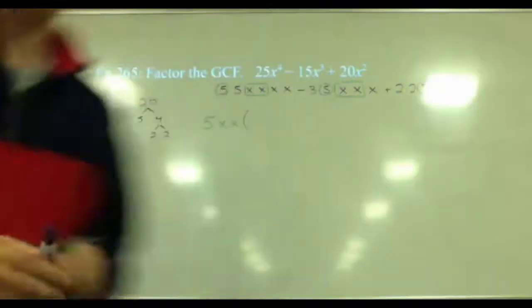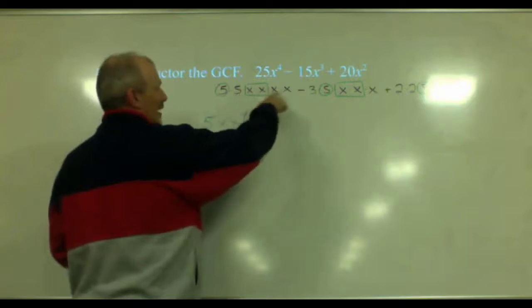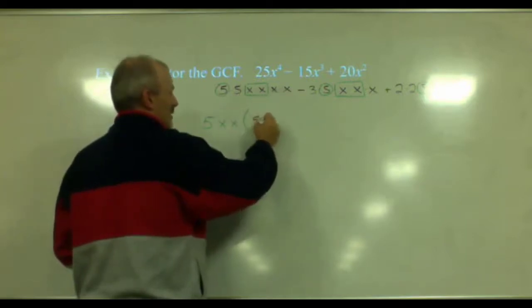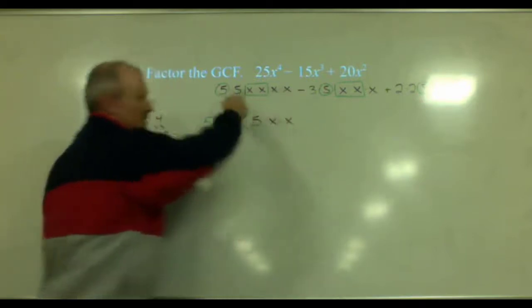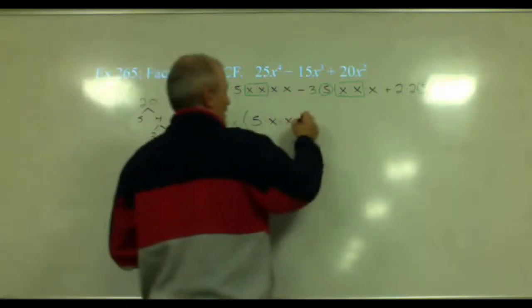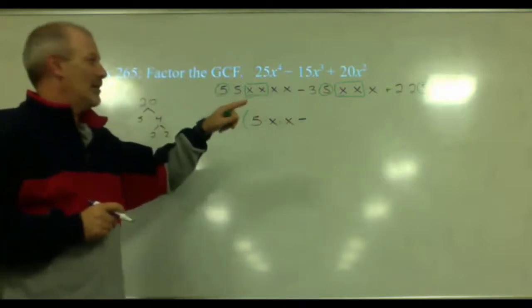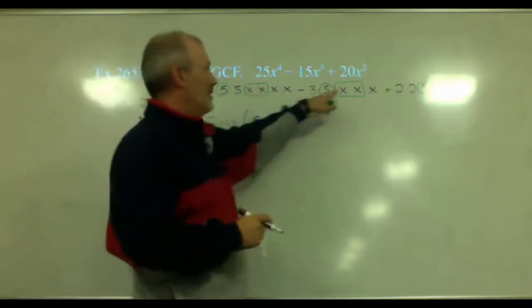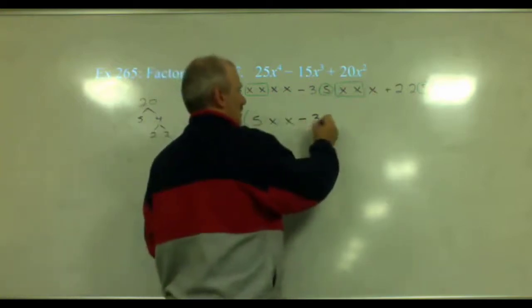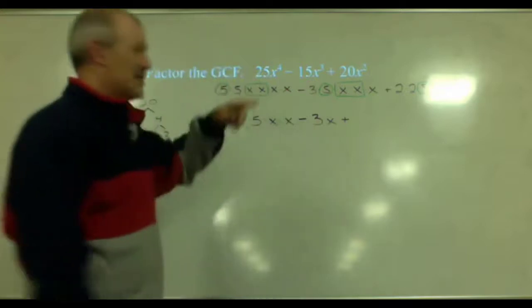And now we just put together what's left. What's left in the first one is a 5 and 2 more x's, right? Everybody see that that's still left in the first term? And then we've got the minus sign. What's left in the second term? A 3 and an x. And then we have a plus sign.